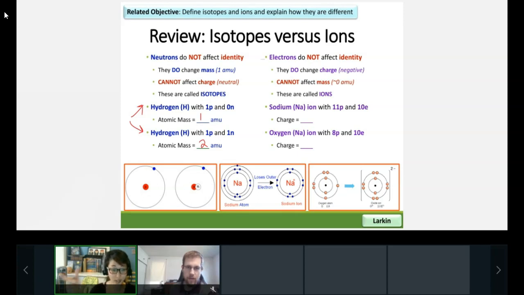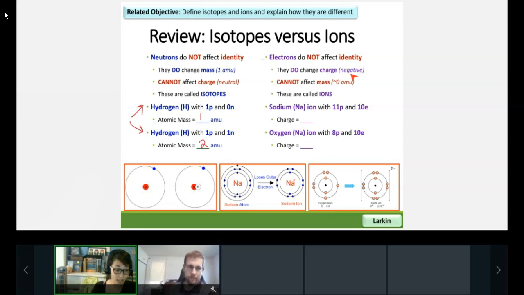Great. Now, electrons, on the other hand, again, also cannot affect identity because they're not protons. But this time, they can change the charge of something because electrons do have a -1 charge. So if you add electrons, just like adding negative friends to your life, overall, atoms get more negative, just like you yourself would get more negative.